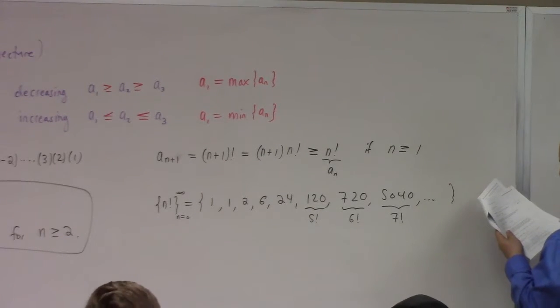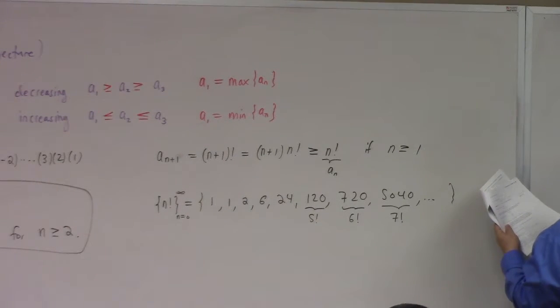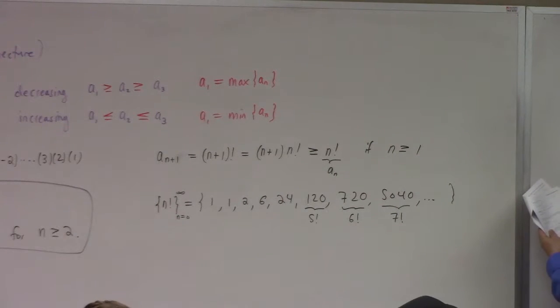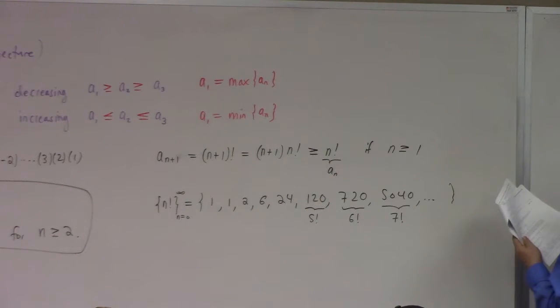Another example, if C is greater than 1, then if we look at A sub n equal to C to the n, this is a sequence which increases without bound. I'll put it in my terms. It's strictly increasing, okay? Without bound. Without bound means what? It means that the range has no upper bound, all right?